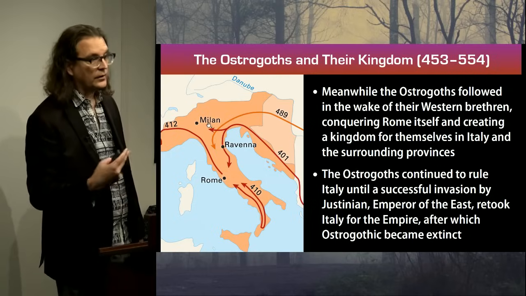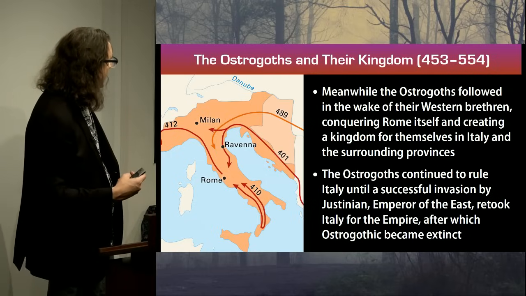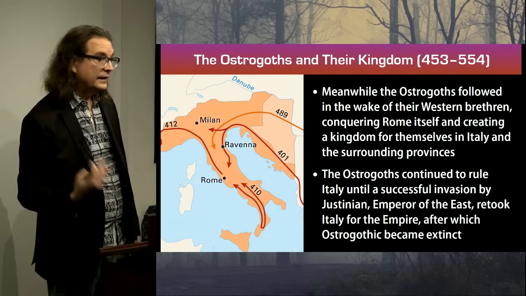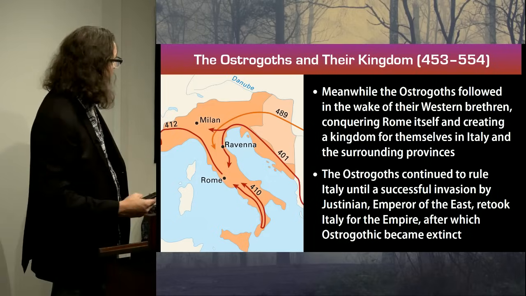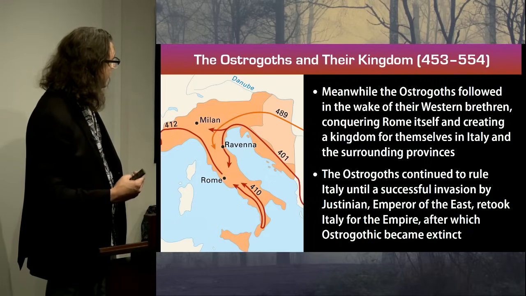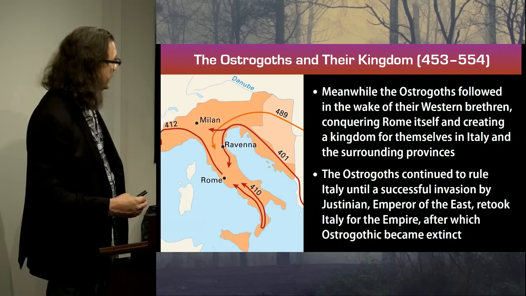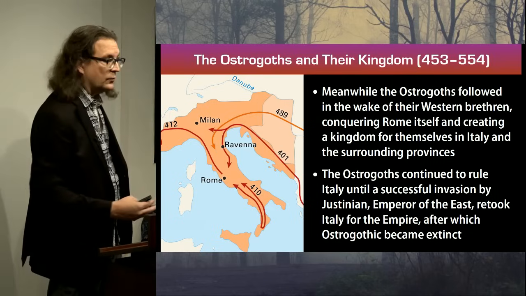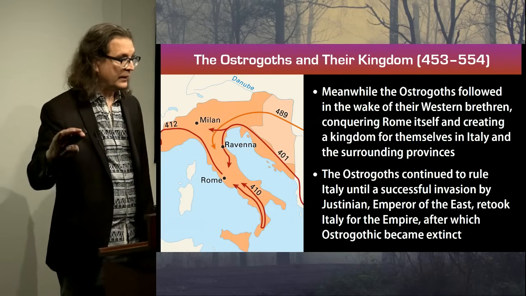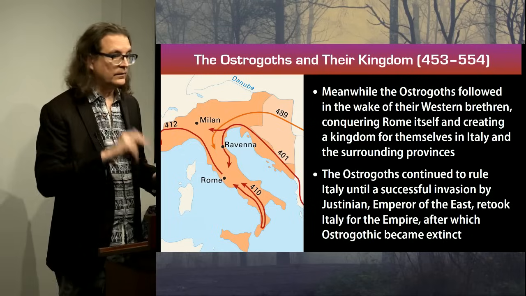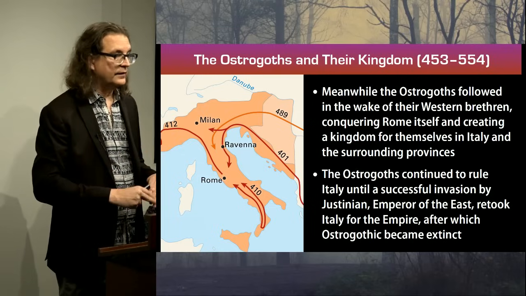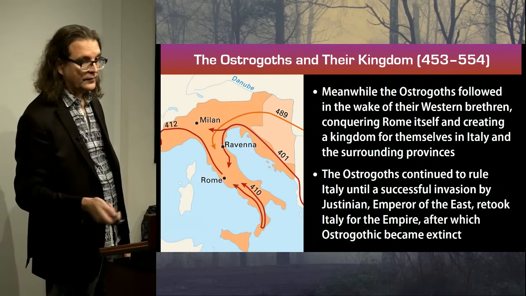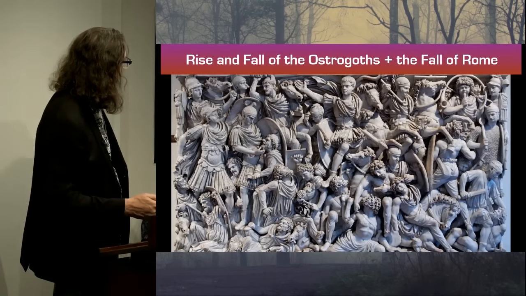The Ostrogoths continue to rule Italy until a successful invasion by the Eastern Roman Emperor Justinian the Great. He retakes Italy for the empire, after which the Ostrogoths also become extinct. This is why this entire East Germanic language group, which included Vandal, Ostrogothic and Burgundian, is all extinct, because all of these guys got wiped out eventually.